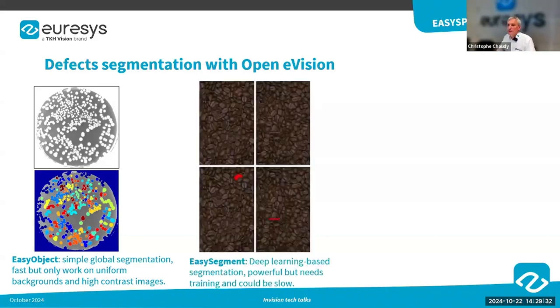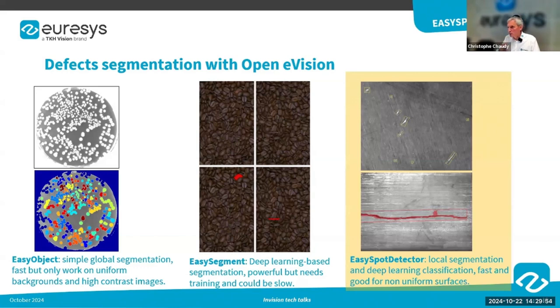Or you can use EasySegment, which is a deep learning-based segmentation library. So it works like other AI stuff. So you need to train the model depending on your context, and then do the inference on the target images. And usually it could be fairly slow if your images are really big. And then we introduce EasySpotDetector, which tries to combine the best of both worlds. So SpotDetector will perform local segmentation of candidates and then a deep learning-based classification to produce better results.